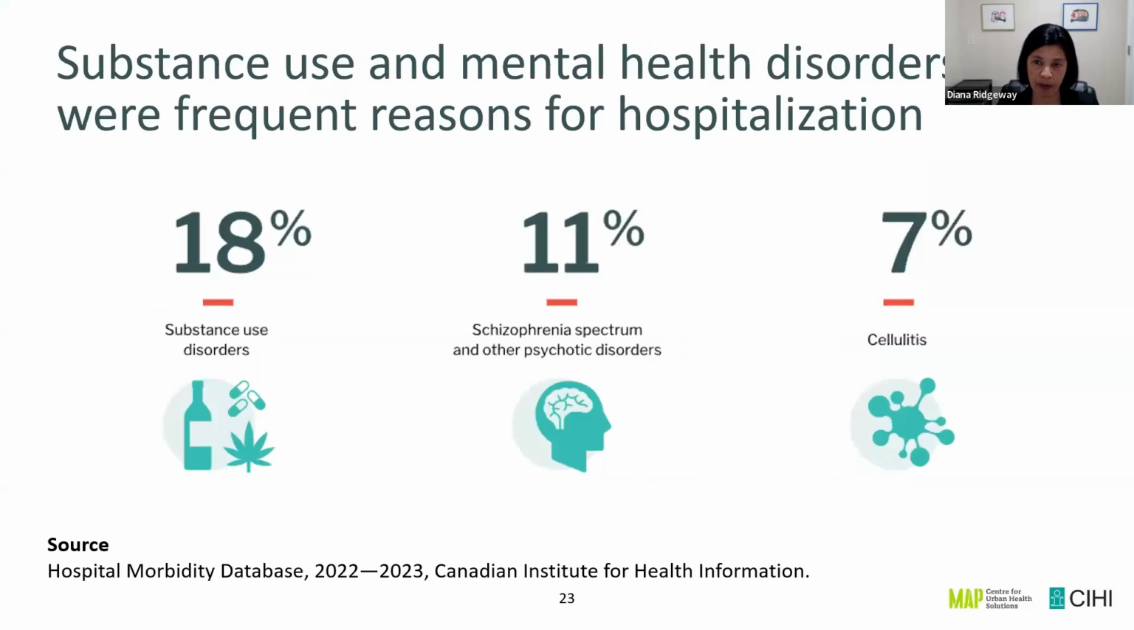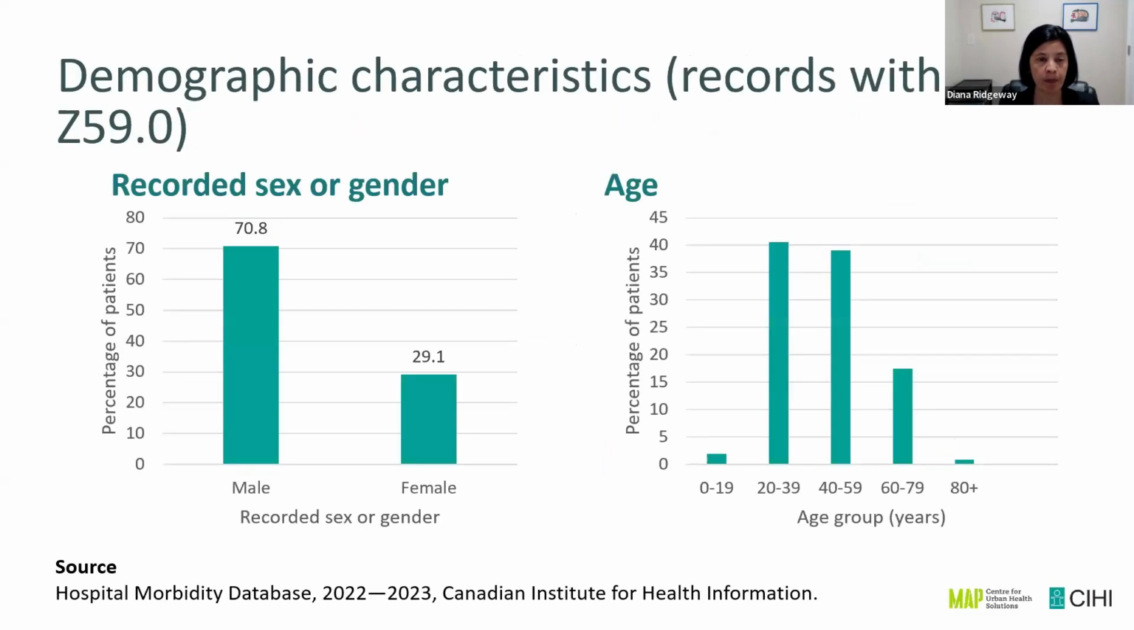These patients used hospital services for a variety of reasons, and for hospitalization, I'm only referring to inpatient stays here. The three most common most responsible diagnoses, or the main reasons for the stay, were substance use disorders, schizophrenic disorders, and cellulitis, which is a bacterial infection. Some other common reasons were pneumonia, COPD, heart failure, and type 2 diabetes. We also examined the demographic characteristics of these patients. We found that most patients were male, and most were adults between the ages of 20 and 59.